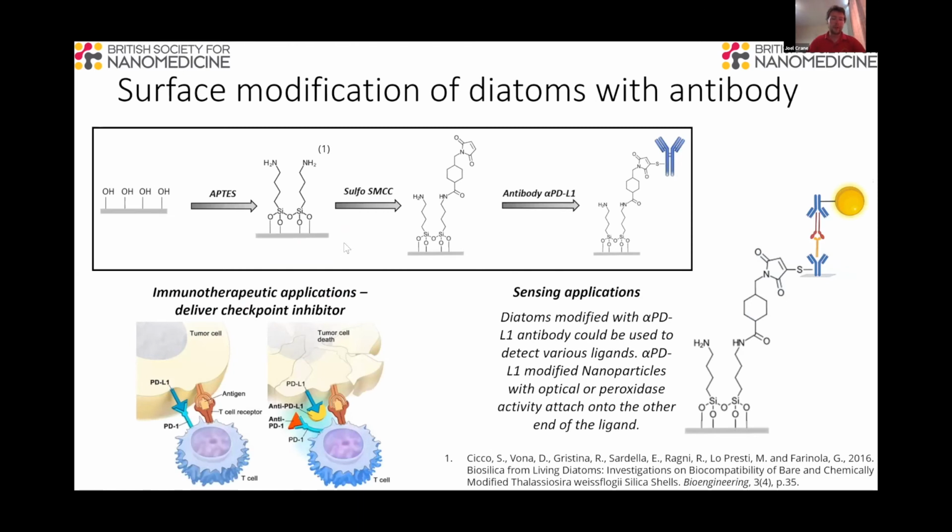Another angle then, we also went on to carry out a surface modification of diatoms with the intention of attaching an antibody for immunotherapeutic purposes and for detection purposes as well.